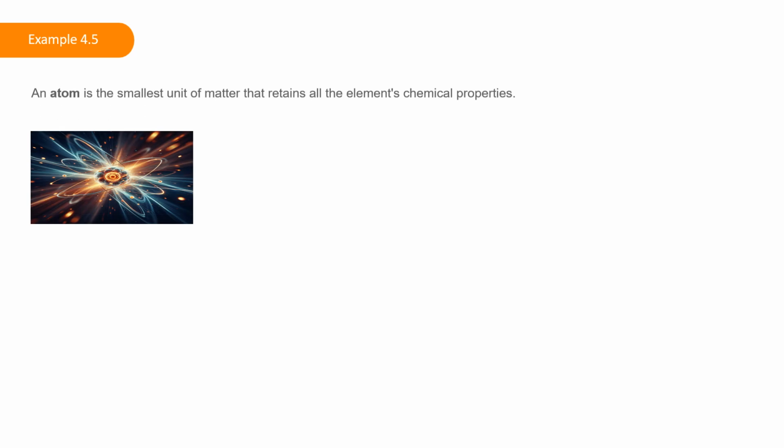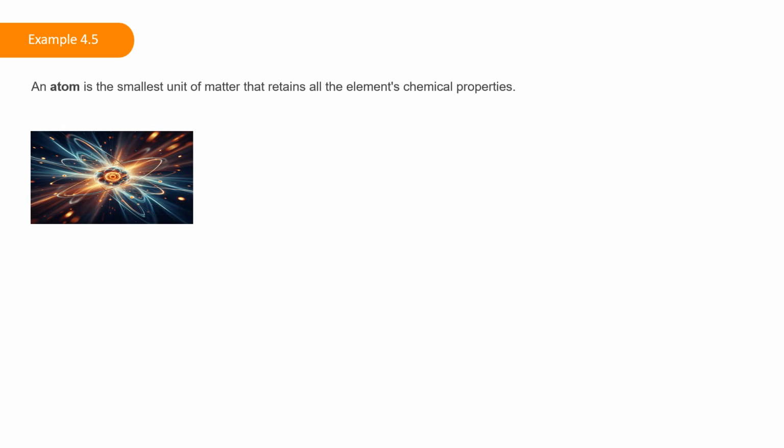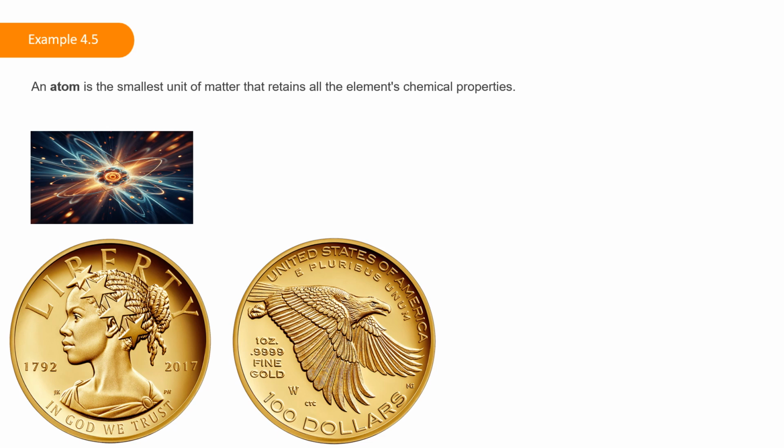To understand how elements come together, we must first discuss the element's smallest component or building block, the atom. An atom is the smallest unit of matter that retains all the element's chemical properties. For example, one gold atom has all the properties of gold, like its chemical reactivity. A gold coin is simply a very large number of gold atoms molded into the shape of a coin and contains small amounts of other elements known as impurities. We cannot break down gold atoms into anything smaller while still retaining the properties of gold.